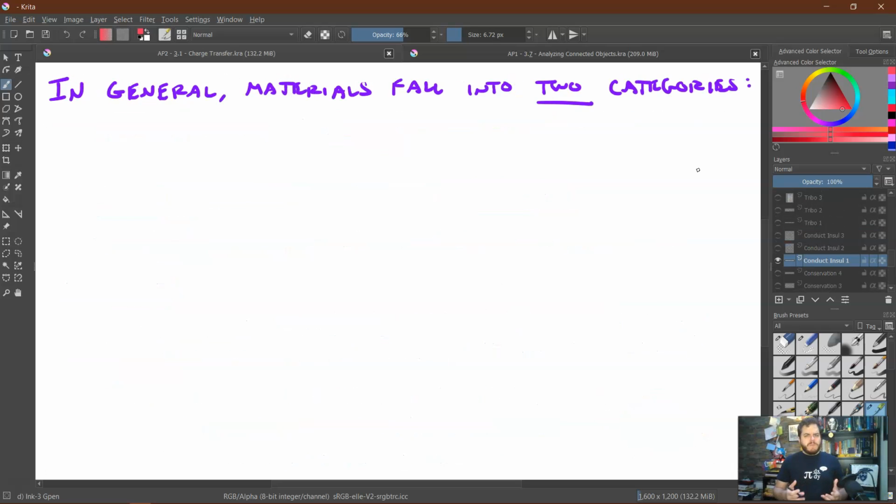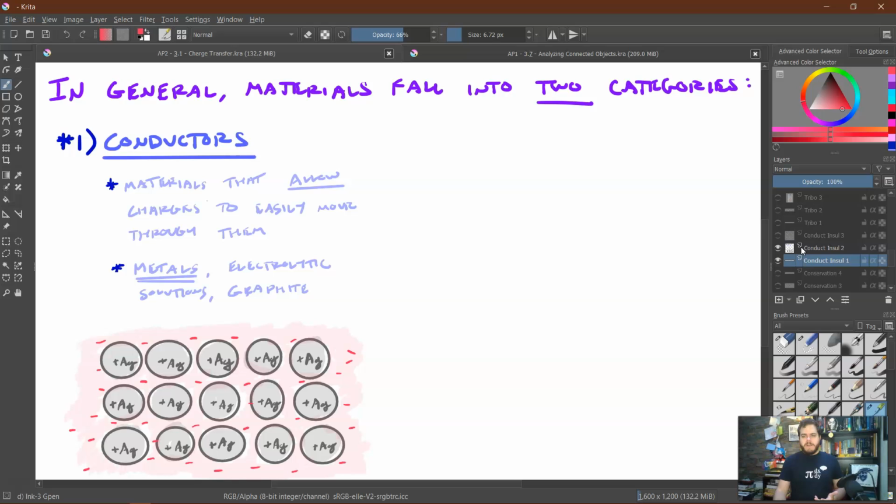Now, in general, we have two different types of materials when it comes to charging. One of these will be electrical conductors. Now, these are materials that allow charges to easily move through them, so it's very easy to get charge from one place to another within the material.